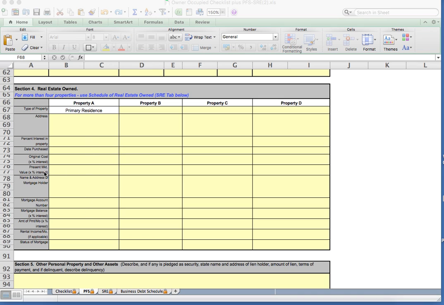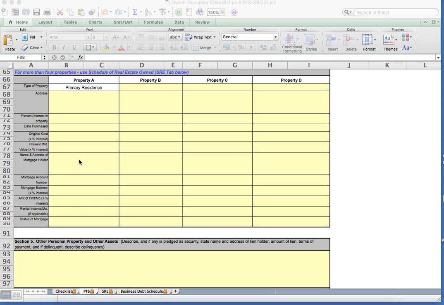The present value of that asset that you can identify by talking to a real estate agent, or perhaps you had an appraisal recently. So you want to put, again, what is the value only as it pertains to your percentage interest. The name and address of the mortgage holder. If you have a loan on it, you'll want to put their information here so we can identify and assess that. You'll want to put the actual mortgage account number right here from your statement that you can obtain.